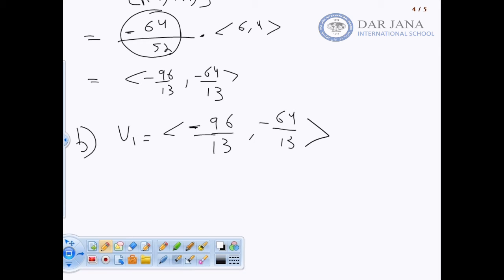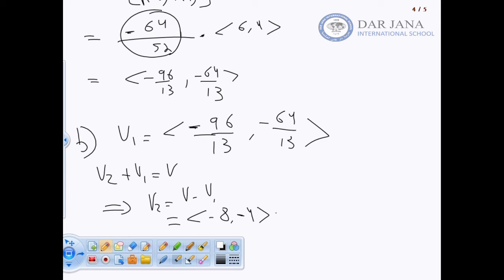Now I need to find V2. I know that V2 plus V1 equals V. That means V2 equals V minus V1. What is V given? Negative 8, negative 4, minus V1, negative 96 over 13, negative 64 over 13.